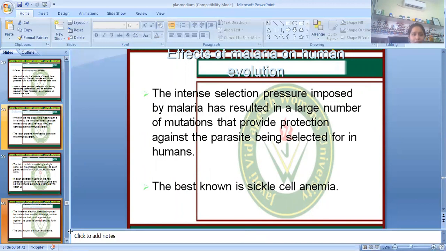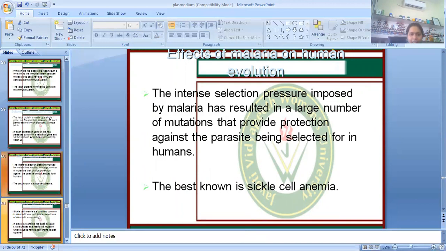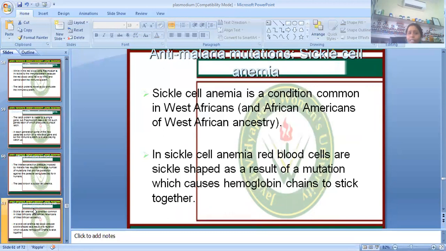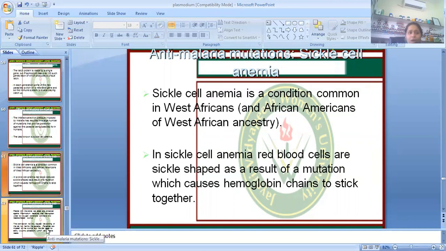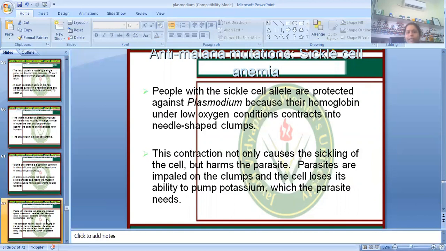The best known is sickle cell anemia. What happens in sickle cell anemia? Sickle cell anemia is a condition common in West Africans, and in sickle cell anemia, the RBCs are already sickle shaped as a result of a mutation which causes the hemoglobin chain to stick together. So the parasite will also get damaged by this sickling.